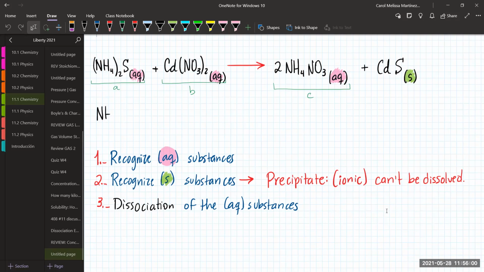NH4. The ammonium ion has a charge of 1+. Now, how many ammonium ions do I have right there in the compound A? 2. Ammonium is in parentheses. How many parentheses do I have?